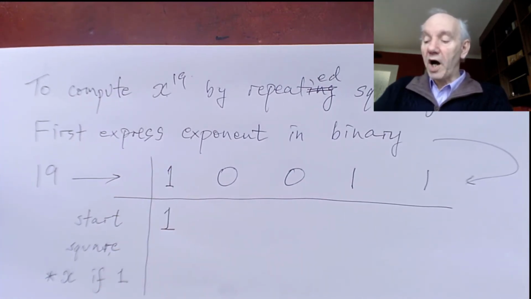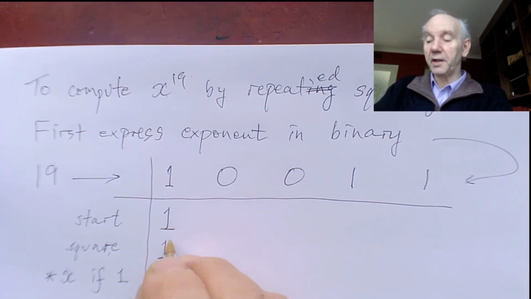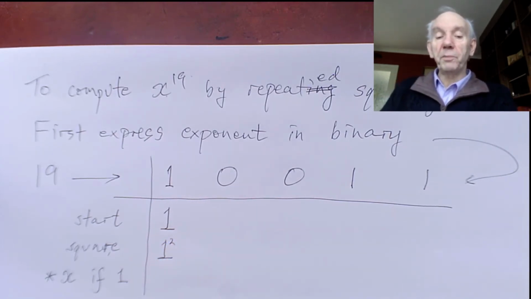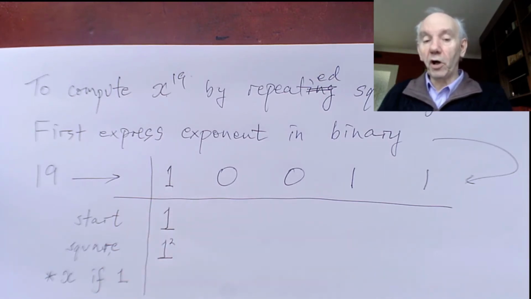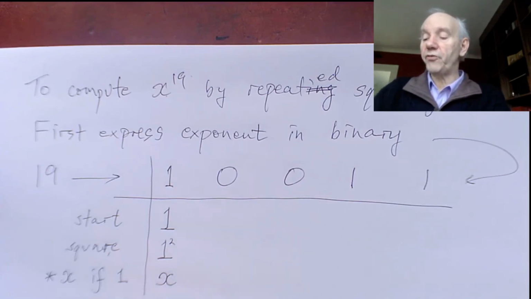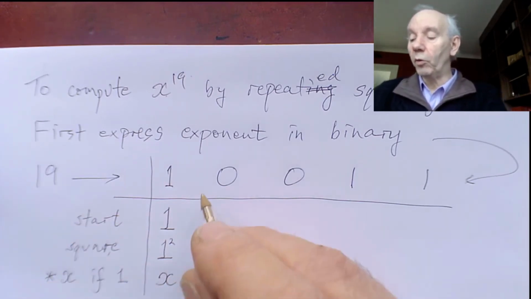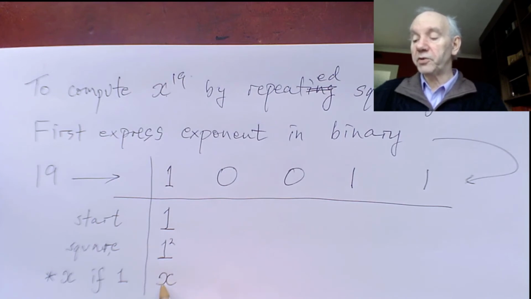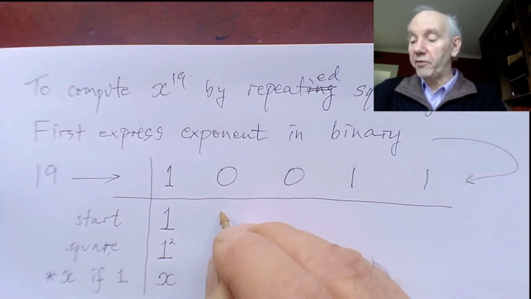So I square the 1, which of course gives me 1 squared if you like. And I multiply by x if there's a 1 at the top of the column. Well, in the first column, there'll always be a 1, so this will always end up as x here. That's forced. That will happen in all cases. And then I go to the second column. This is really going to be a carry forward. So whatever is in the bottom of this column goes to the top of the next column.